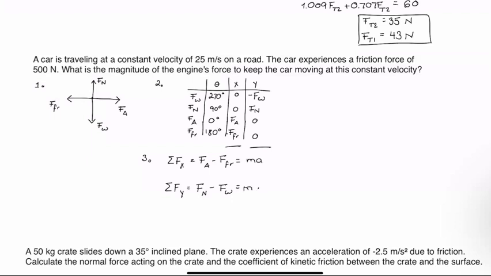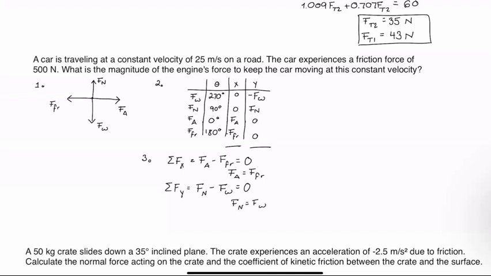Now let's ask, what is our acceleration on each axis? On the x-axis, we're moving at a constant velocity. Therefore, our acceleration is going to be 0. And on the y-axis, we're not really moving. Therefore, our acceleration is also 0. Okay? This means that my applied force is going to be equal to my friction force, and my normal force is going to be equal to my weight.